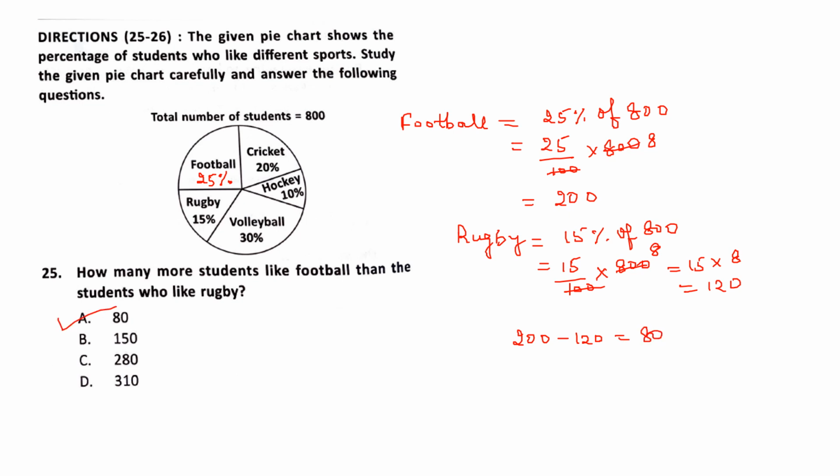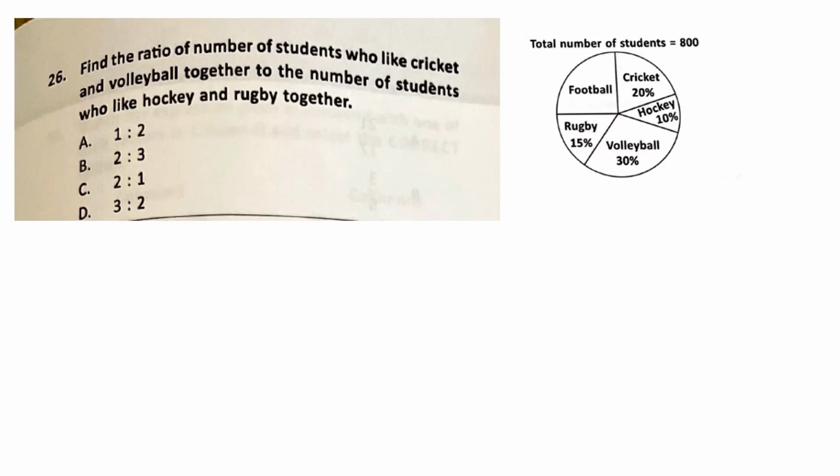Now, based on the same pie chart, we have one more question, question number 26. So let's do that. Question number 26. Find the ratio of the number of students who like cricket and volleyball together to the number of students who like hockey and rugby together. So first we will find the number of students who like cricket and volleyball together.